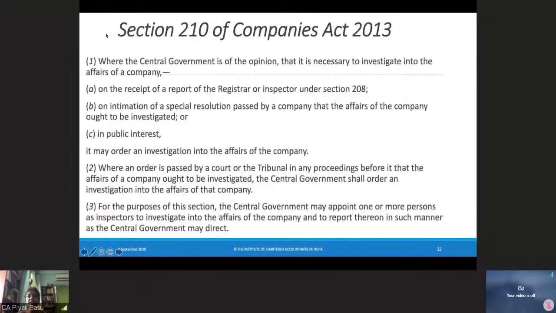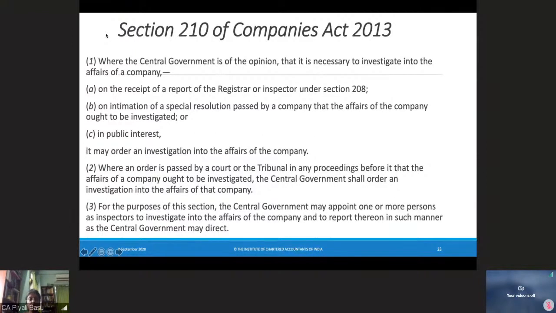So we will go into section 210 of the Companies Act 2013, whereby the central government can appoint inspectors to investigate into the affairs of the company. What does it say? It says that it might appoint investigators on receipt of a report of the registrar or inspector under section 208, or on intimation of a special resolution passed by the company that the affairs of the company ought to be investigated.